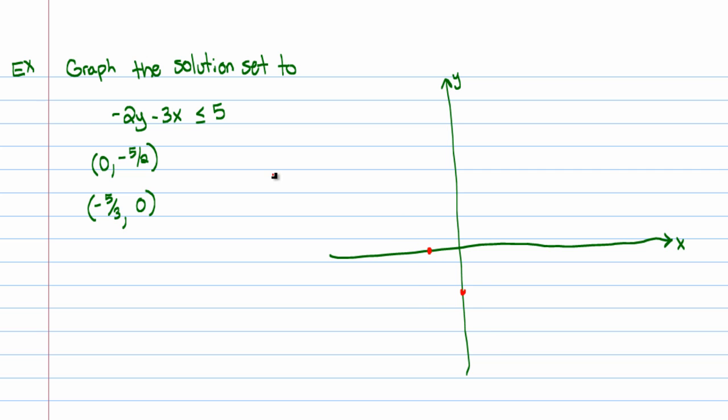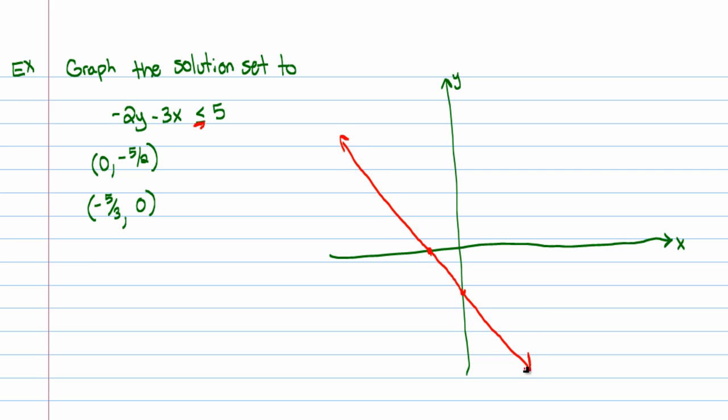And now what I'm going to do is connect those 2 points just like it was a line, but I have to make certain that I'm using the right kind of boundary line. Since we have the equality here, that's less than or equal to, this will be a solid line, just like we were graphing a regular old line.